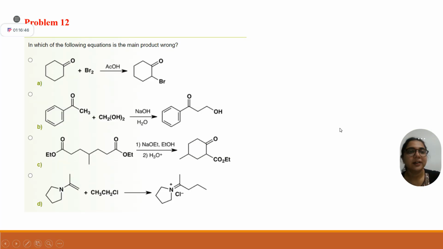So students, in problem number 12 they are asking in which of the following equations is the major product wrong. Is that clear to you? Just one slide before, we have done this question. What will happen? Can anyone tell me the mechanism for transformation A?